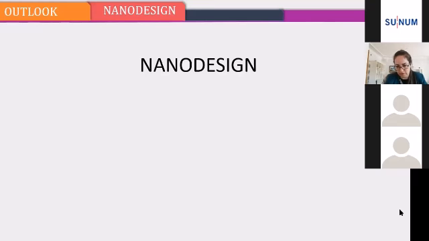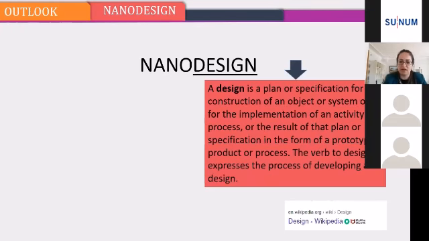the design is a plan or specification for the construction of an object or a system. So our object or system here is the nanomaterial, and the result of a plan. So you need to have a plan and specification in the form of a prototype, which in turn becomes a product. So by means of that, the design is there.